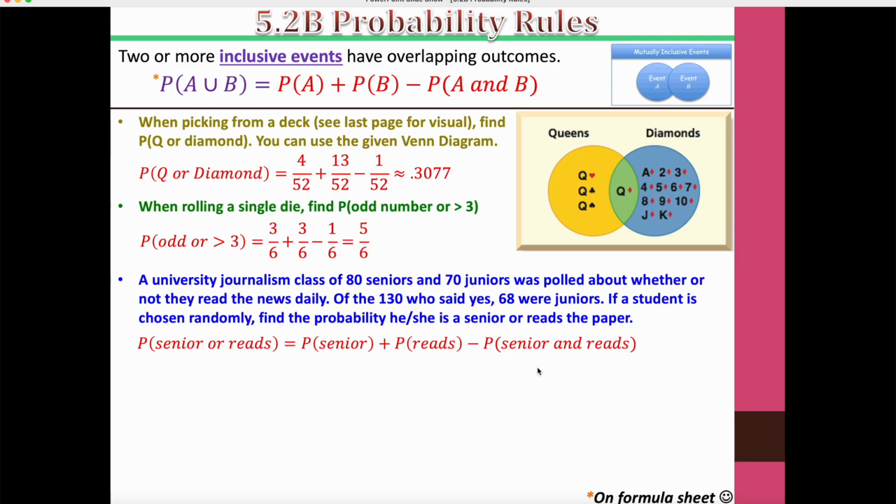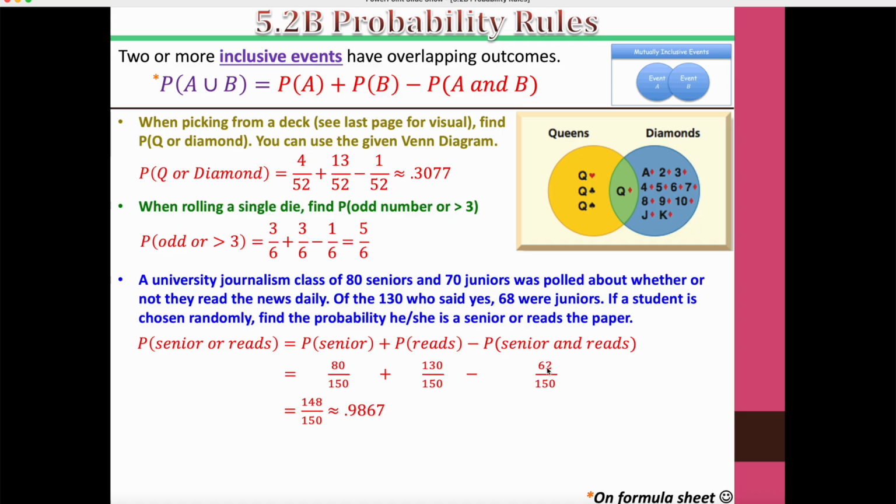I think the only thing that's not immediately obvious to us is the probability of selecting someone who's a senior and reads. So what we should acknowledge is that there are 150 students, 80 are seniors, 130 are readers. If I just add those two things up alone, that's already 210 out of 150, which is more than 100%. That should indicate that there's a problem in our method if we don't remember to subtract the overlap.